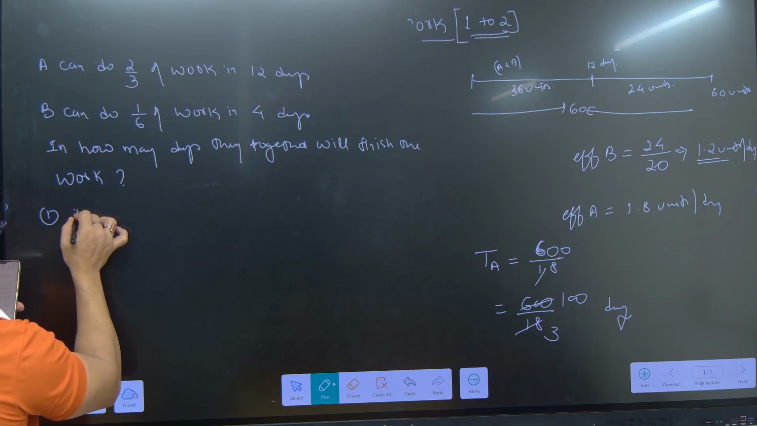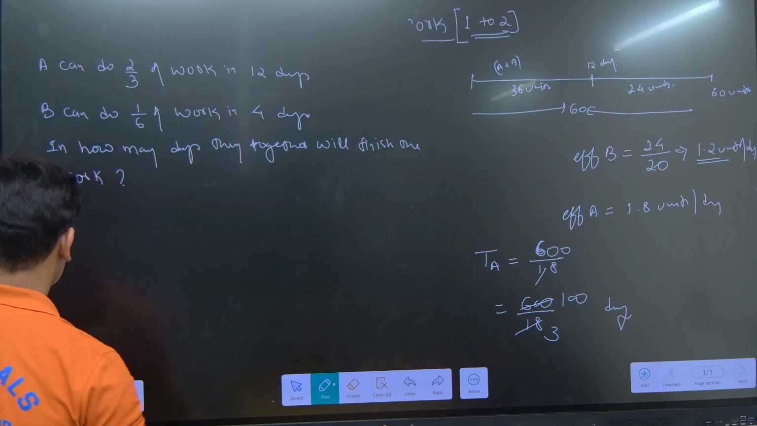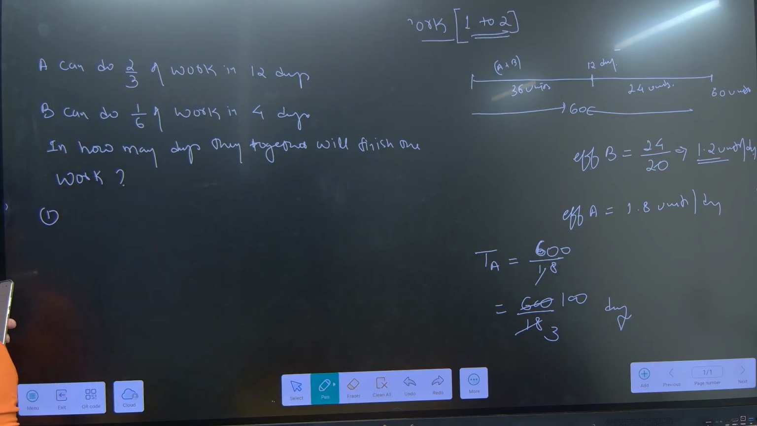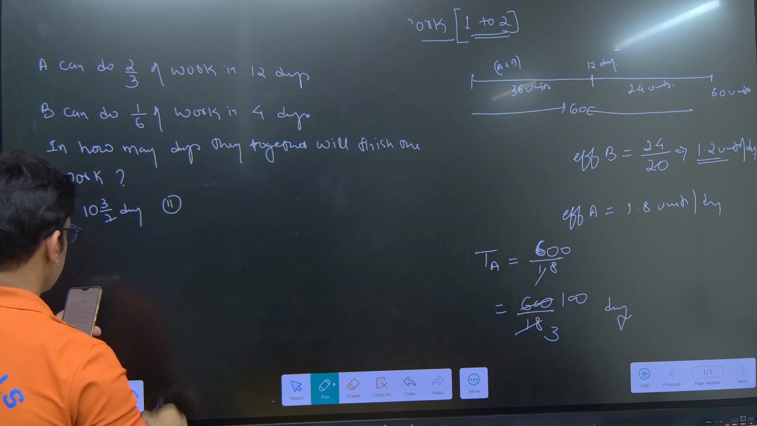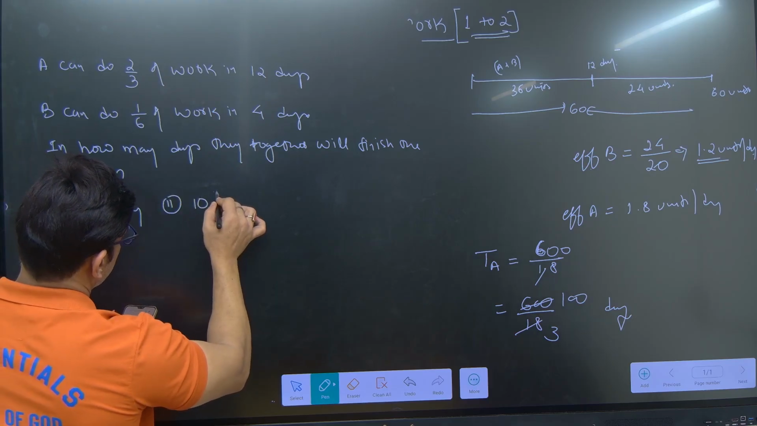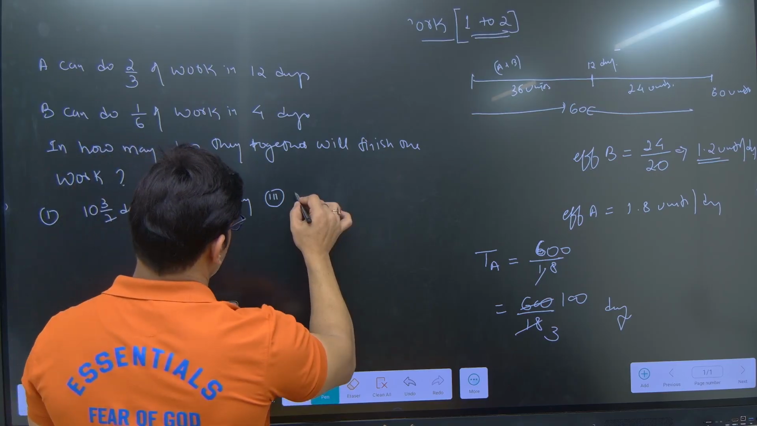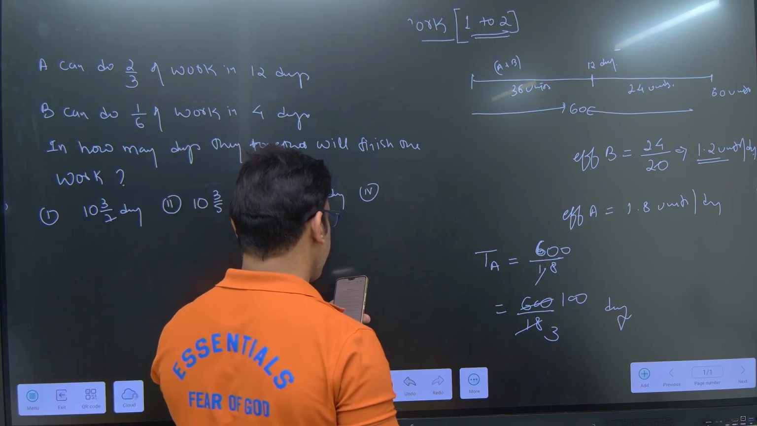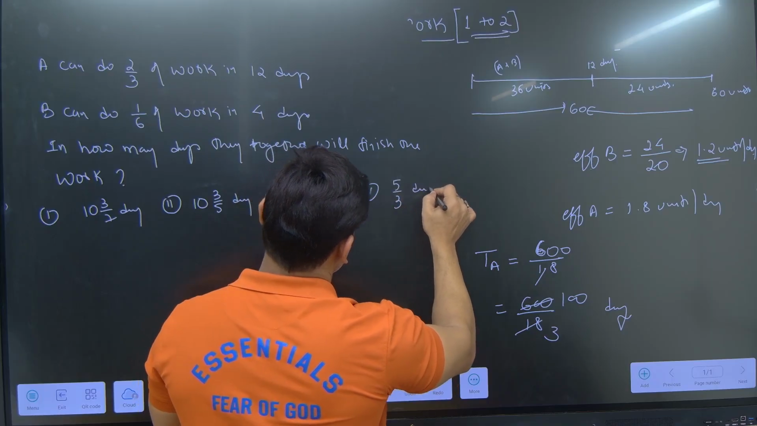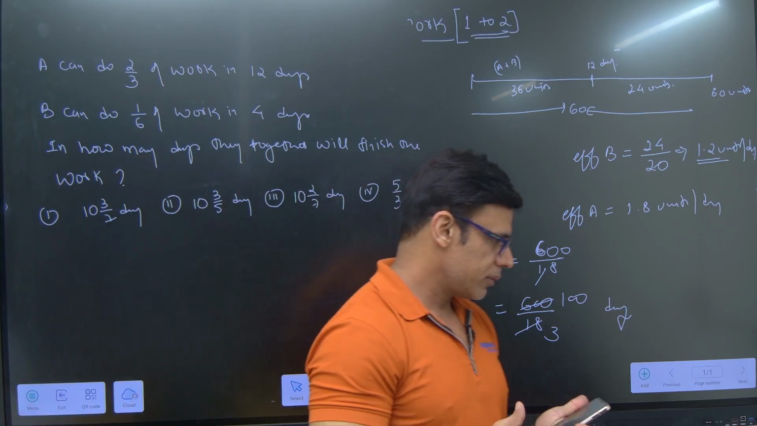First option is 10 3 by 7 days, mixed fraction. Second is 10 3 by 5 days. Third is 10 2 by 7 days. And fourth is 5 by 3 days. Do this and then I'll share the worksheet with you. It's time and work. Try to finish it.